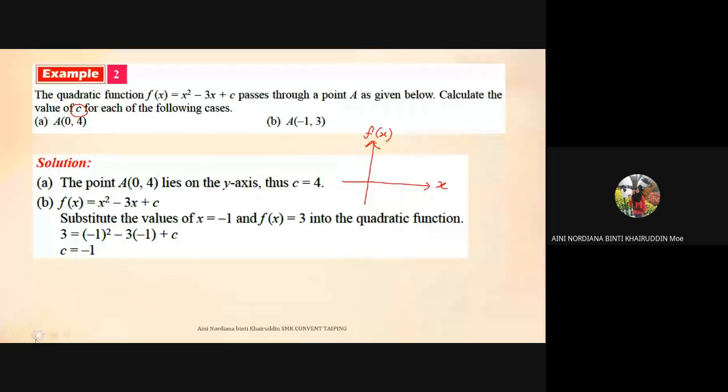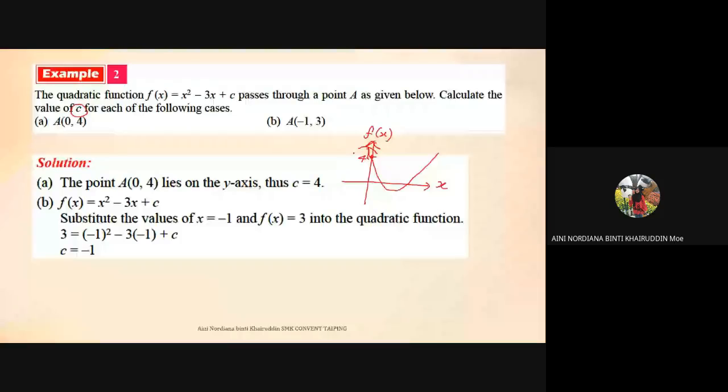Okay. So untuk kuadratik kita tulis fx. Point A 0, 4. So katalah sini 4. So this is the point. Kan? Graph tu mungkin macam ni lah. Sebab sini you tengok y-intercept. So terus dapat jawapan.